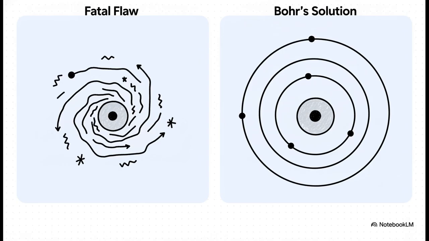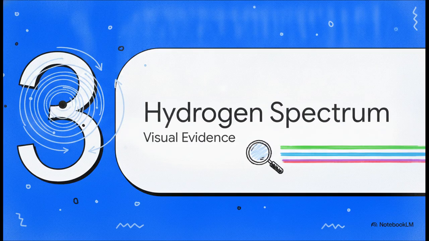To rescue the atom, Niels Bohr stepped in, using Max Planck's quantum theory. Bohr proposed that electrons don't just orbit anywhere. They exist only in permitted quantized energy levels, or stationary orbits. While hanging out in these specific orbits, they do not lose energy. Bohr's theory was beautiful on paper, but it needed solid proof.